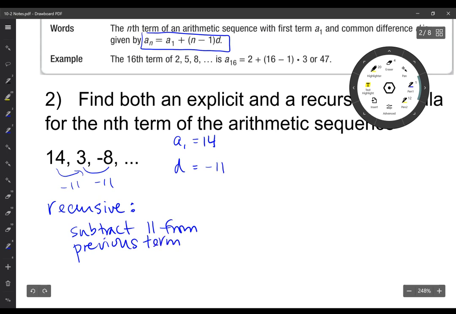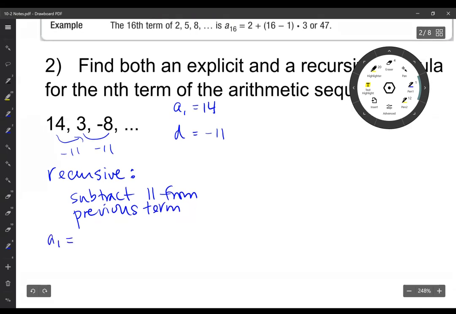So my first term is a sub 1 equals 14. That's how we always start one of these out. And then I would say my a sub n, I'm always going to take my previous term. My previous term is the one before a sub n, so a sub n minus 1. n minus 1 would come right before n. And I am going to subtract 11. And because I already have a1, this formula is for a2 or a3 or a4. And so I have to say that n is greater than or equal to 2. So that's my recursive formula.